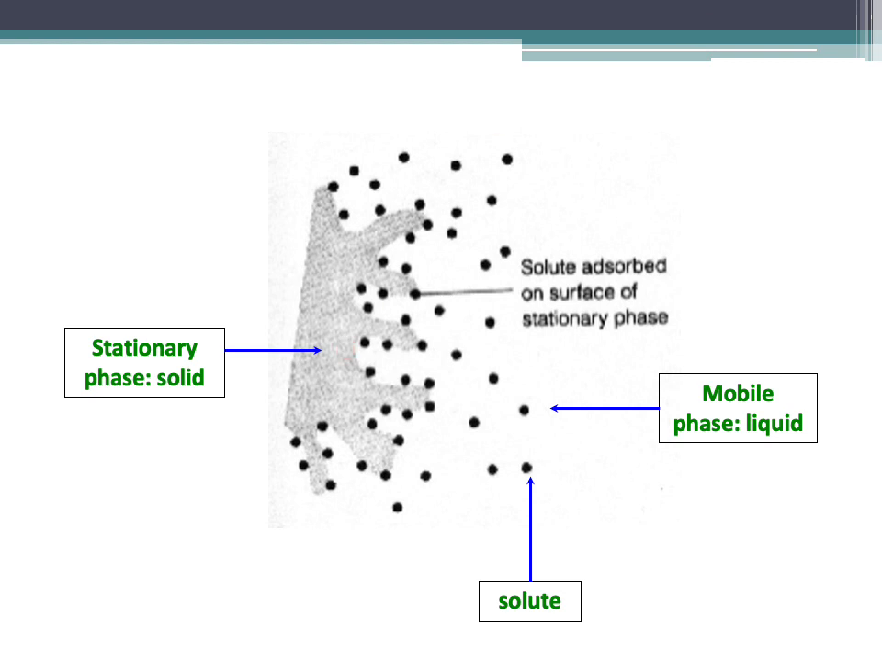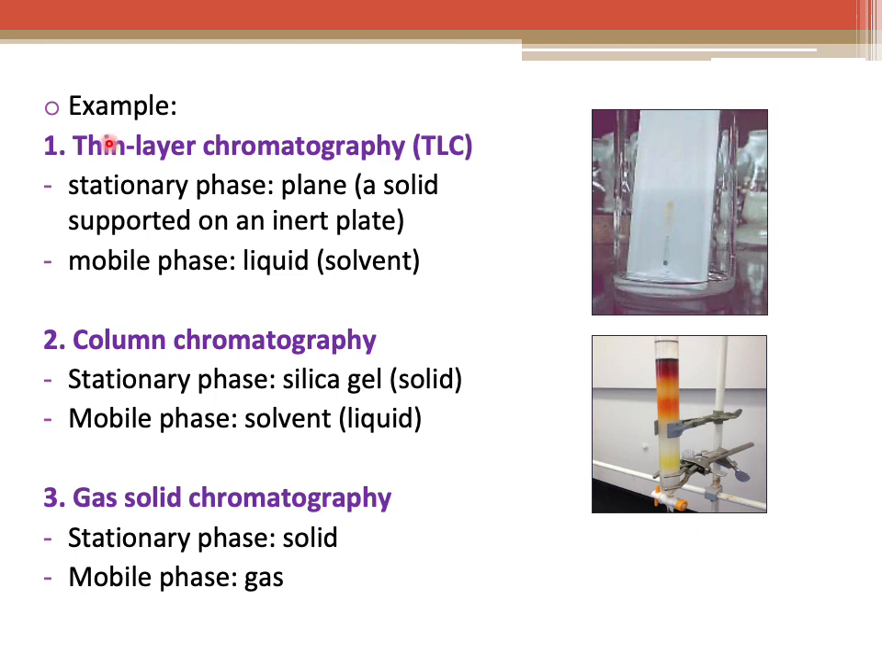Okay, this is the example for the adsorption chromatography. For the first one is thin layer chromatography. This one is TLC, thin layer chromatography. So thin layer chromatography ni macam ni lah ibaratnya. Kita ada stationary phase, that is a plane. Okay, this plane is a stationary phase, and then a solid supported on an inert plate. So kat sini ada solid. Kita ada plate kat sini. Okay, kat plate ni ada solid. Okay, itu adalah stationary phase.